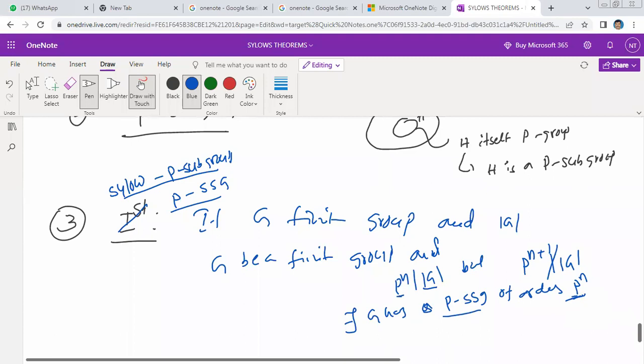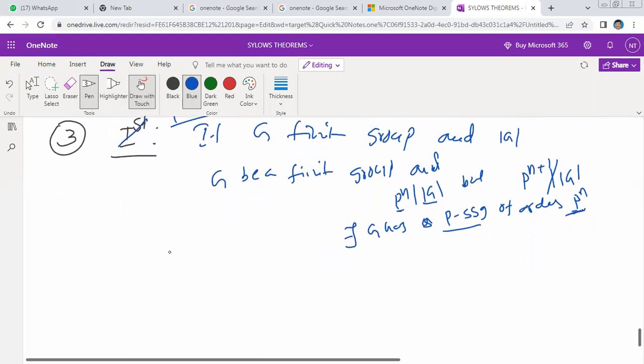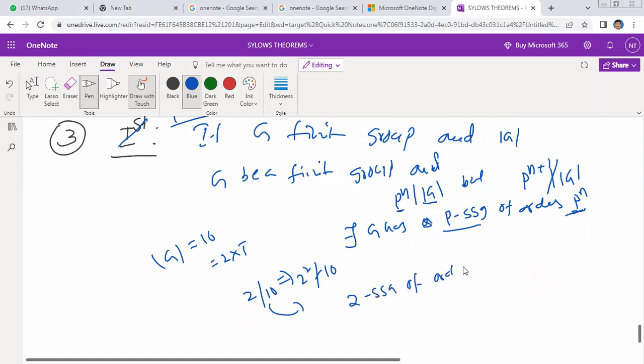Yesterday I gave a number of examples for this P-Sylow subgroup order. For example, we took the order of G equal to 10. We can write 10 as 2 into 5. So 2 divides 10, and 2 square does not divide 10. So this group G has a P-Sylow subgroup of order 2. Yesterday we discussed this. Similarly, 5 divides 10, so the group G has a P-Sylow subgroup of order 5.